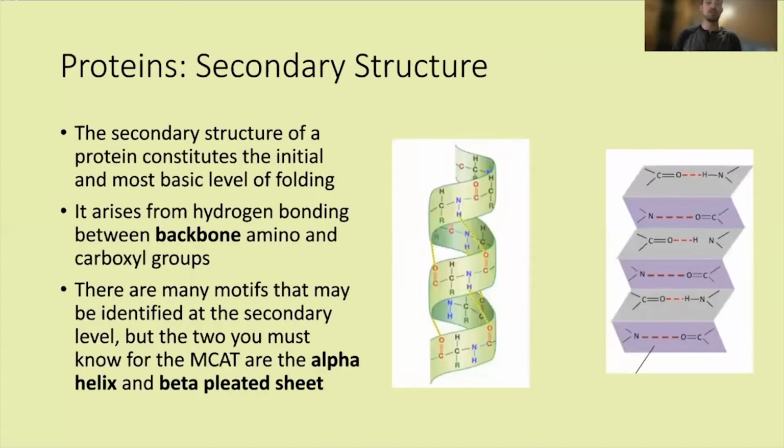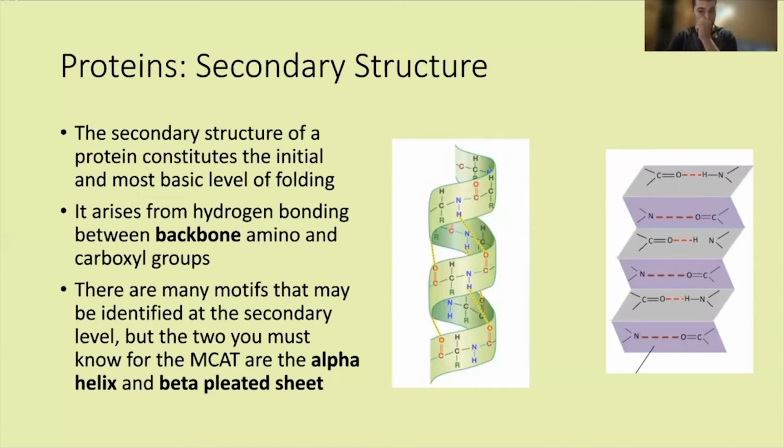Secondary structure. So the secondary structure constitutes the initial and most basic level of folding. This is when the protein actually starts to fold, and it arises from hydrogen bonding between backbone amino and carboxyl groups. That's the important part to understand about secondary structure: just like peptide bonds are the only interaction going on at the primary level, at the secondary level the only intermolecular interactions occurring are hydrogen bonding, and it's only between the backbone amino and carboxyl groups.